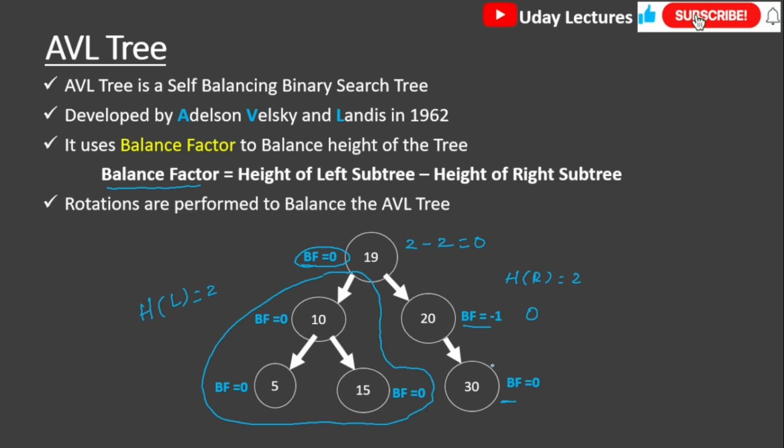Whereas the height of the right subtree, we have one node in the right subtree. So the height of the right subtree becomes 1, which will end up with -1. That is why the balance factor is -1.